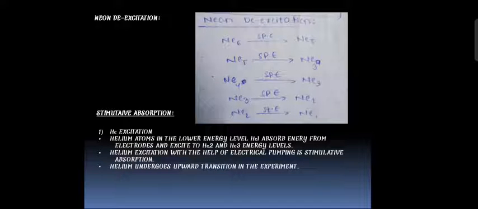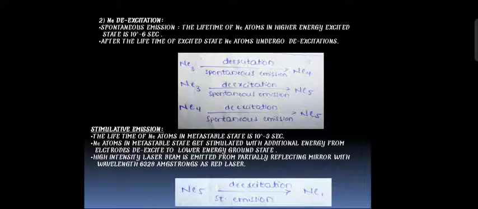Helium excitation: helium is excited to E2 and then to E3. Neon de-excites from E6 to E1 by a step-by-step process. Stimulated absorption: in stimulated absorption, helium excitation. Helium atoms in the lower energy level E1 absorb energy from electrodes and get excited to the E2 and then E3 levels. Helium excitation with the help of electrode pumping is stimulated absorption. Helium undergoes upward transition in the experiment, and then neon de-excitation.